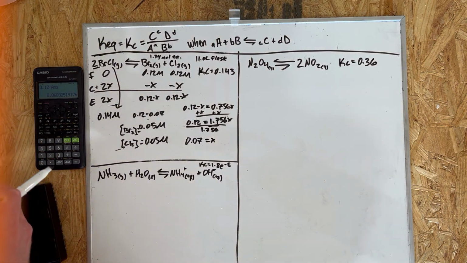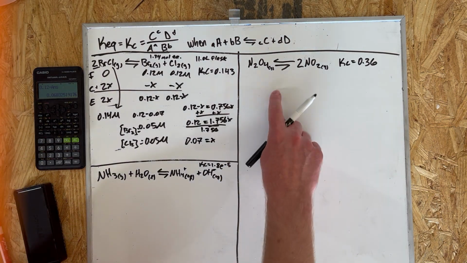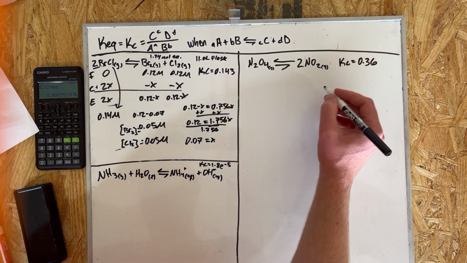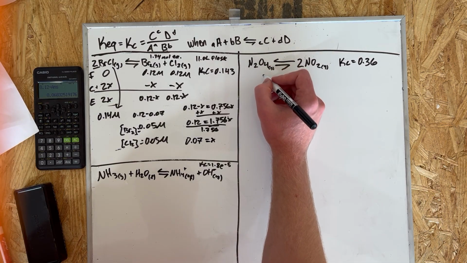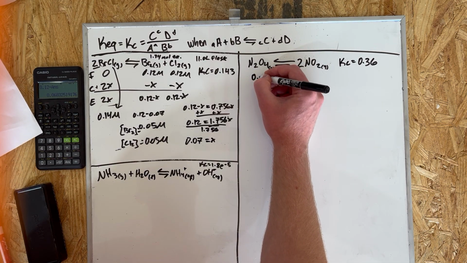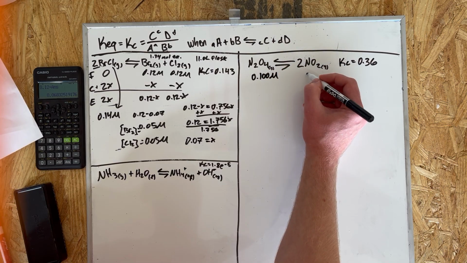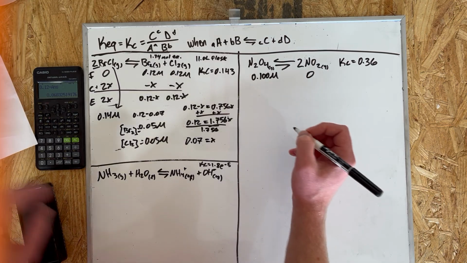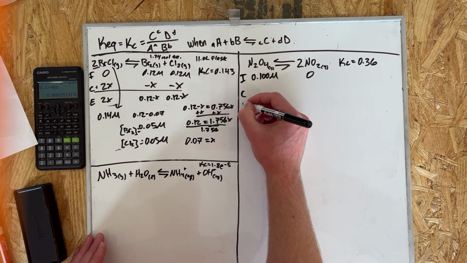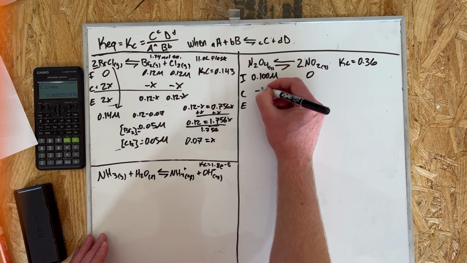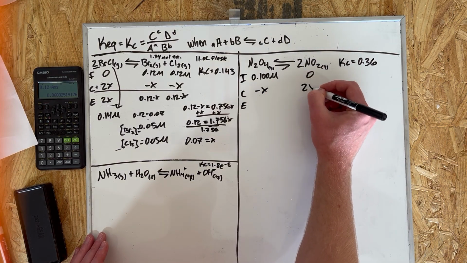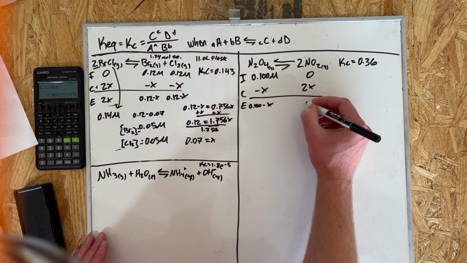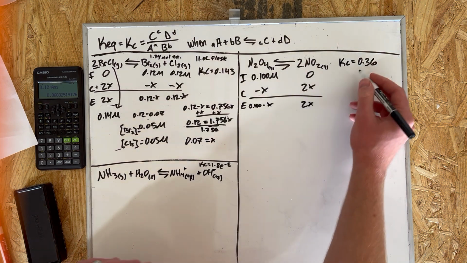Now, what if we are given the initial concentration of our reactants? We'll go over here to this one. Here, this is our Kc value, and we are given the initial concentration of our reactant here as 0.100 molar, and then we have 0 of this, and we just have one reactant and one product. So we'll do the same thing. We'll set up our ICE table here, and this one we're going to go minus x, and this one again we have a coefficient, so that is going to be 2x. So when we add all these, we have 0.100 minus x, we have 2x. And then we have our Kc value.